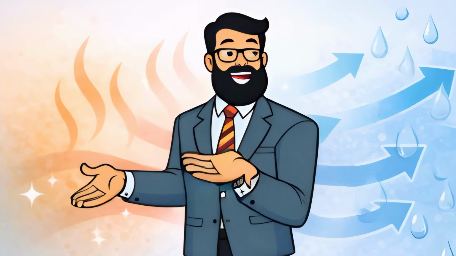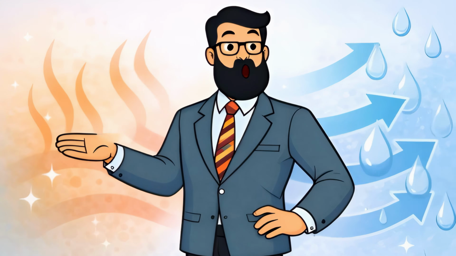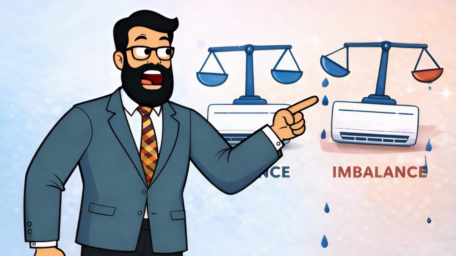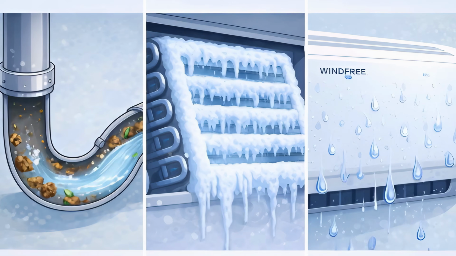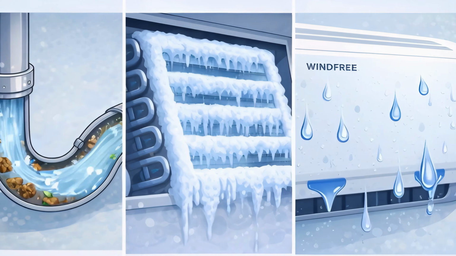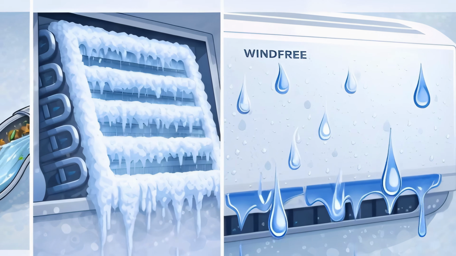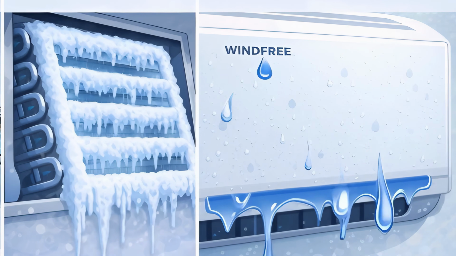In conclusion, your air conditioner is a complex machine that manages heat, air, and water all at once. When it leaks, it isn't just breaking. It is telling you that its internal balance has been disrupted. Whether it's a simple clog, a frozen coil, or the unique condensation challenges of a WindFree system, understanding the why behind the water is the first step toward a dry home.